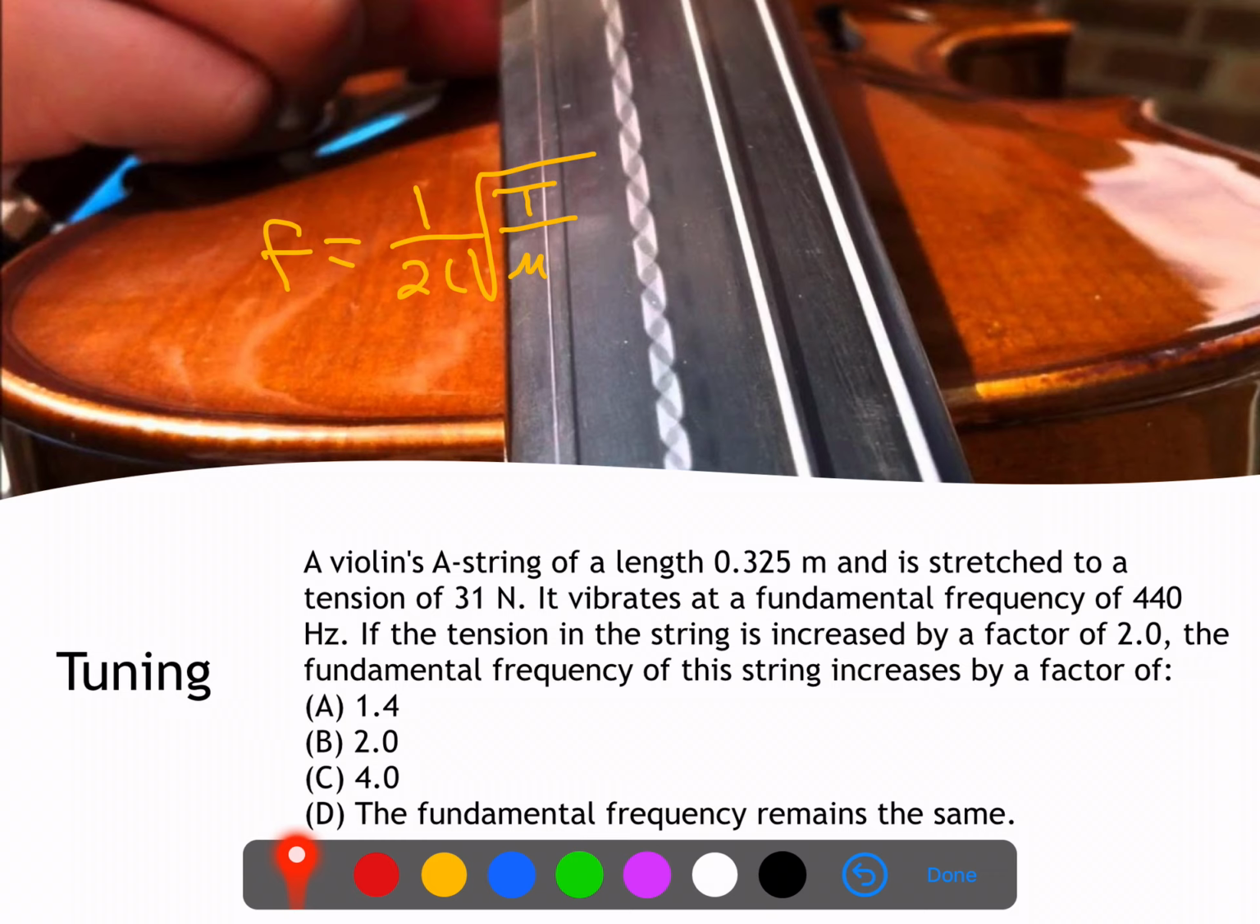So if the tension goes to twice what it was before, that gets square rooted when we plug it into this equation. That tells me that the frequency goes to the square root of 2 times the original frequency that we had before we increased the tension. And the square root of 2 is approximately 1.4 times that frequency. Okay, and that corresponds to choice A here.